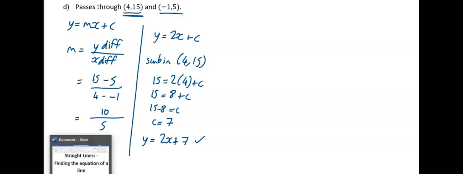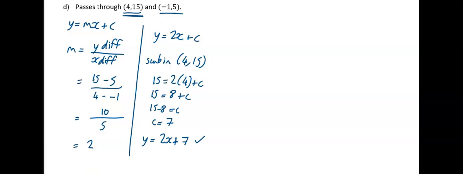Okay, so a bit trickier, that example. It says find the equation which passes through (4, 15) and (-1, 5). So why it was trickier was they didn't give you the gradient, so you had to use the fact that the gradient is y difference over x difference to find it.